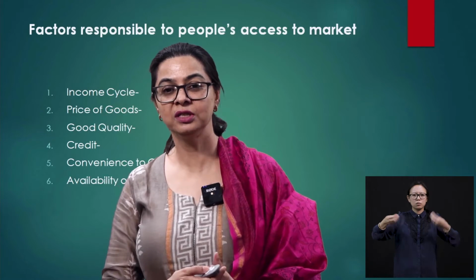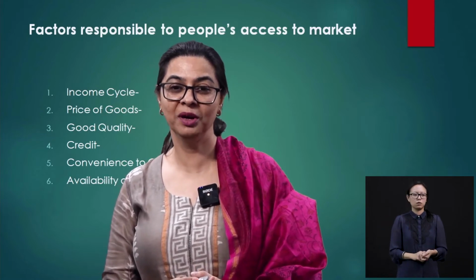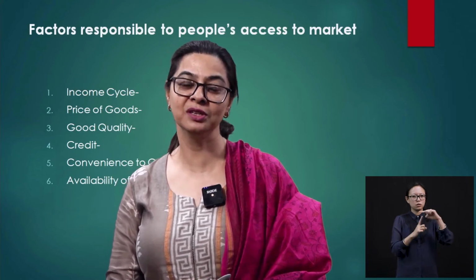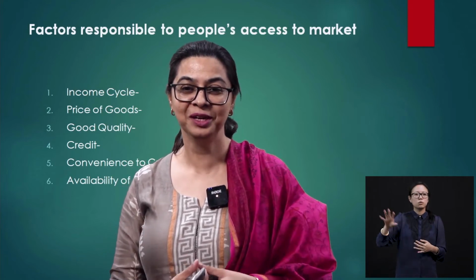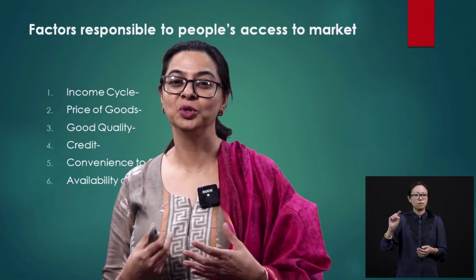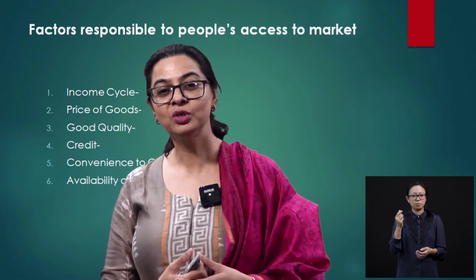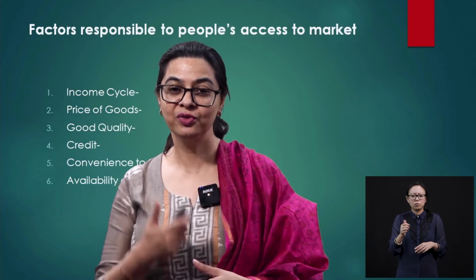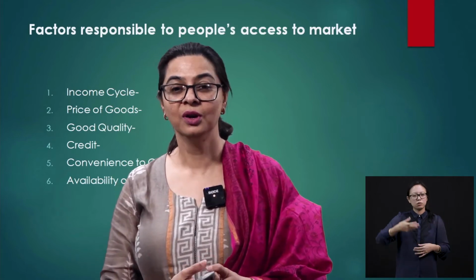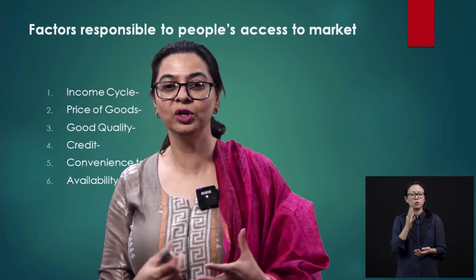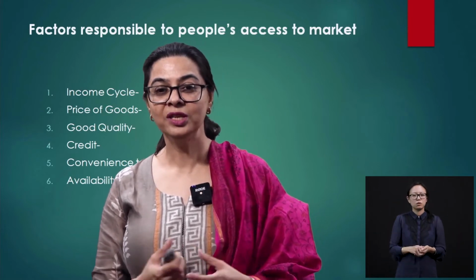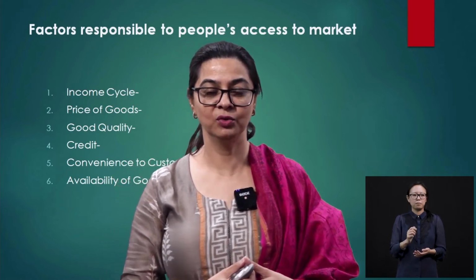So the first one is the income cycle. When you go to a market, the first and foremost thing that everyone needs to know is, do we have enough money? Do we have something in the pocket to go and buy? Most of the time, if we do not have money, we do not go. So the first factor that is responsible for all of us to be going to the market is the income, the pocket.